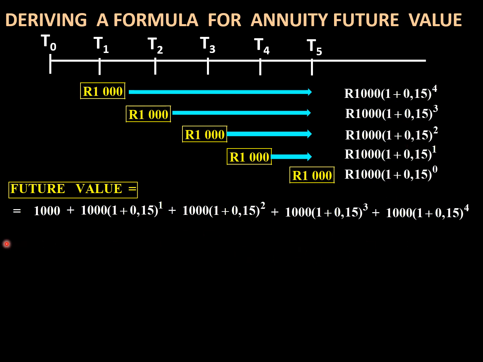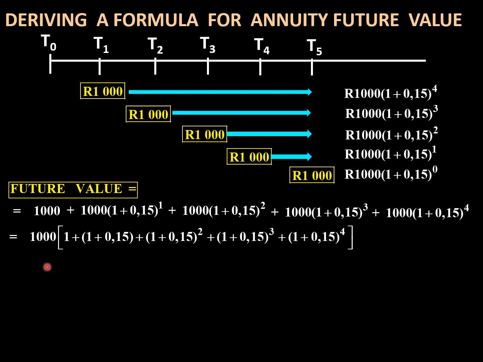Now if we look at this, we can simplify it. What do you notice there? Yes, that's right, we can take out 1,000 as a common factor, and that is what we get. You don't work out the individual term values, just keep it in that form. Now what do you notice here? That's right, this is a series. What type of series? That's correct, a geometric series.